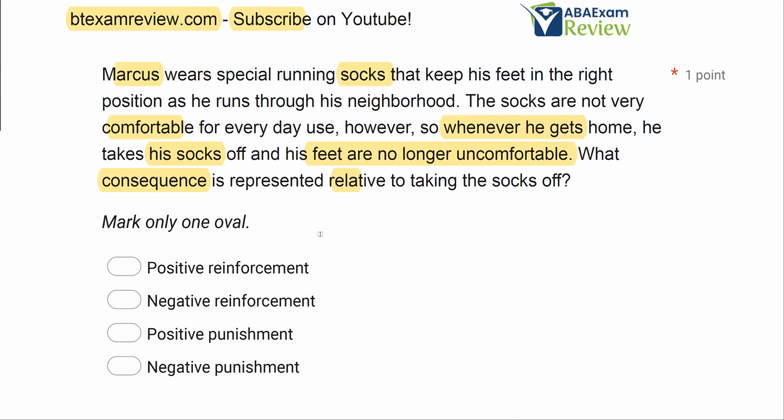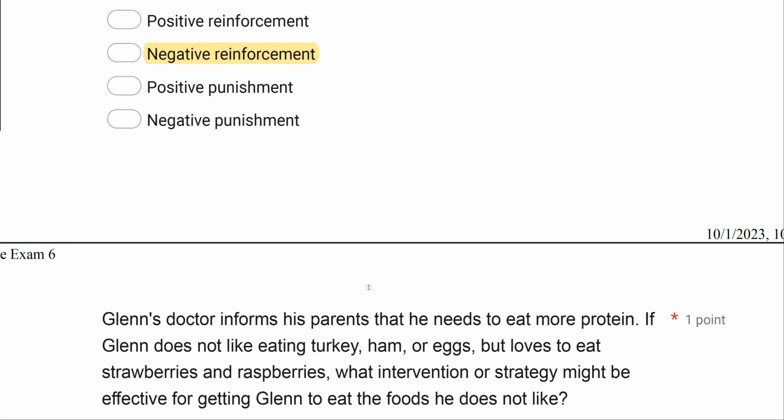So what consequence is represented relative to taking the socks off? A, positive reinforcement. We're not adding something as a consequence, right? Something's being taken away, the feeling of being uncomfortable. So B, negative reinforcement, is what we're talking about. That's what we predicted. And then we have C and D, which are both punishment. If the consequence led to Marcus no longer taking the socks off, that would be punishing. Marcus continues to take the socks off. He's being reinforced. The consequence relative to taking socks off is B, negative reinforcement.